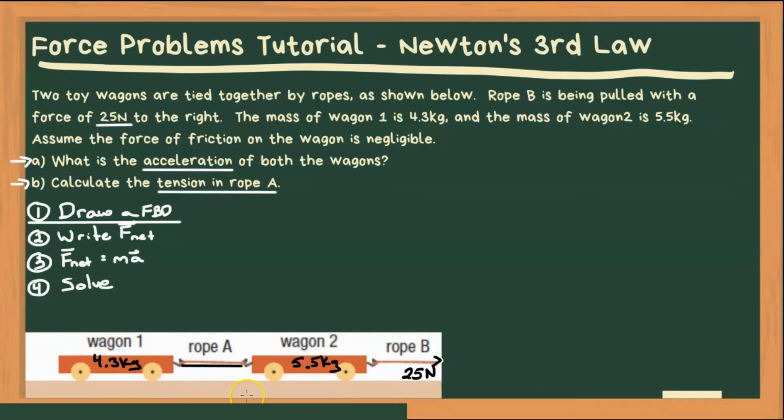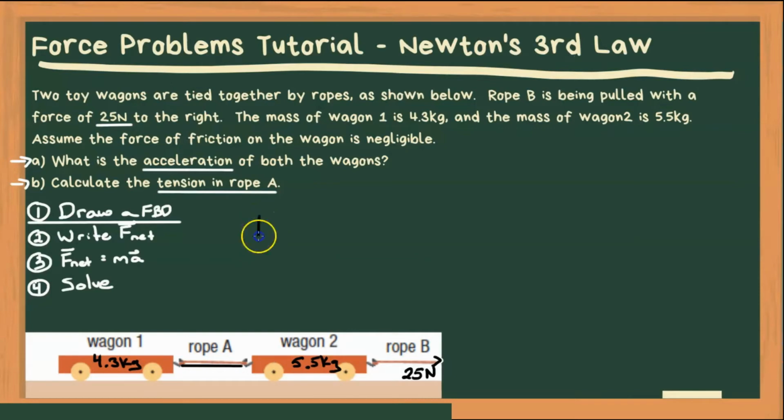The entire system doesn't work out. As I showed before, the tension in rope A would be an internal force for the entire system. So we would either have to choose wagon 1 or wagon 2. Now it really doesn't matter which one you choose. You can still get the force of tension in rope A no matter what your choice is. However, choosing wagon 1 makes solving the problem easier.